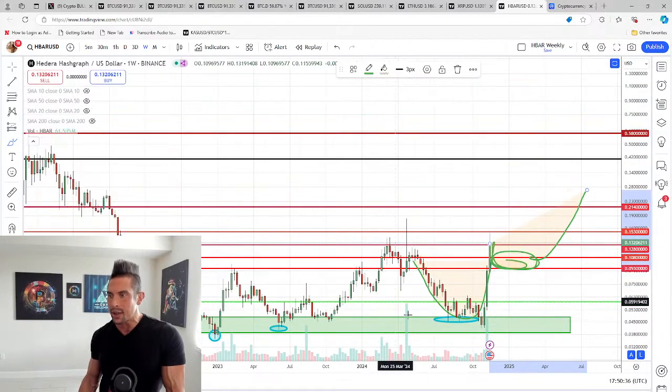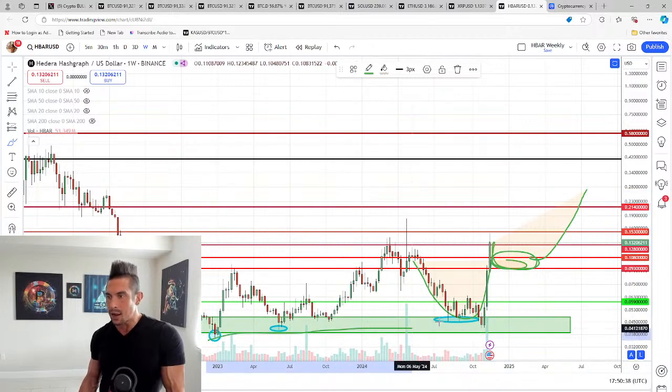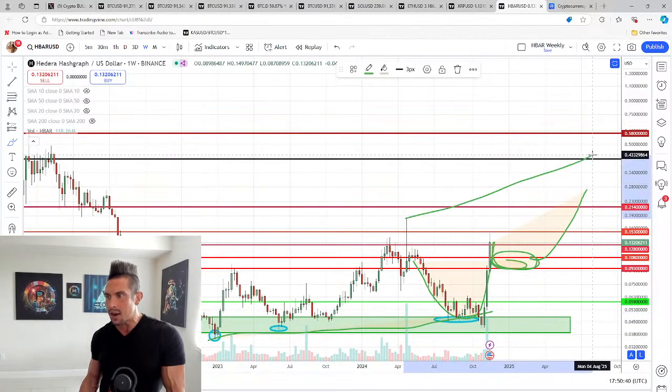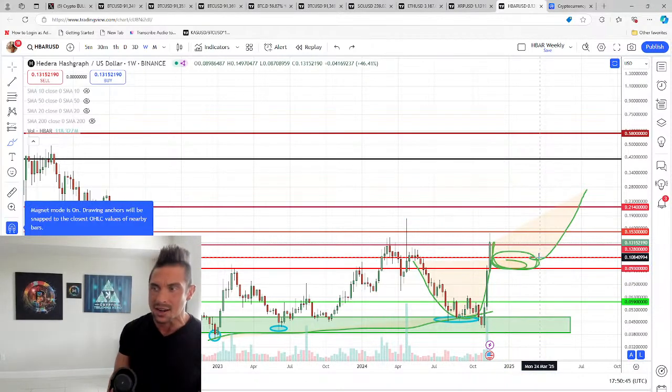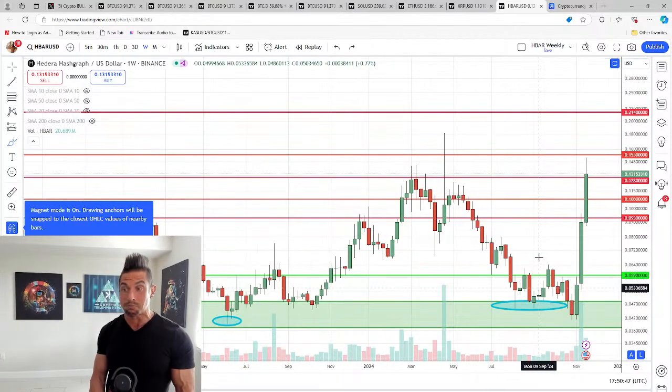Because what we're doing, you can see here, we got the higher lows coming in, and then we would have the higher highs coming in. We got a higher low here and a higher low here. So I'm fine if we come back down to 9 cents in the coming weeks here. I'm perfectly fine with that.